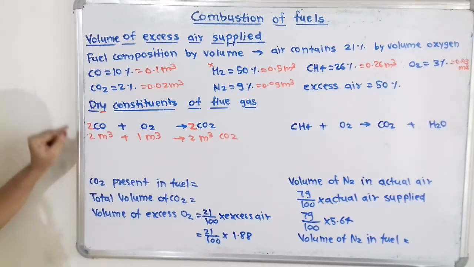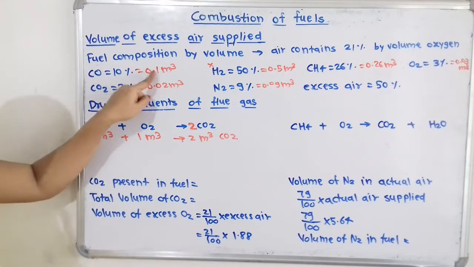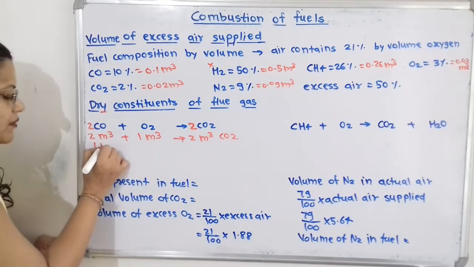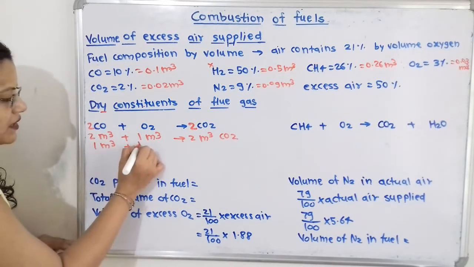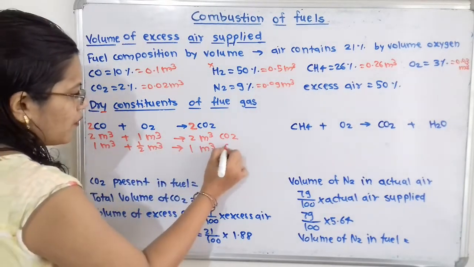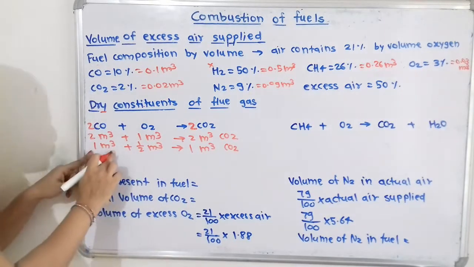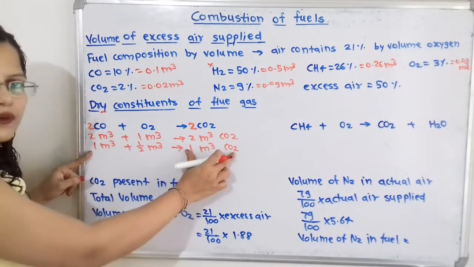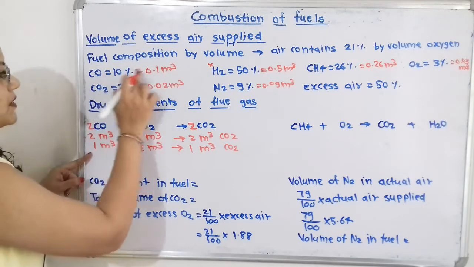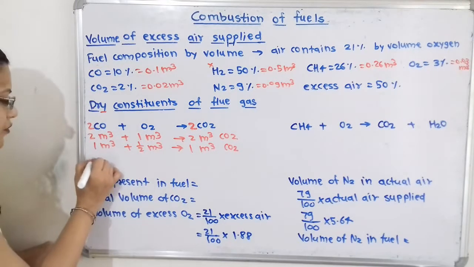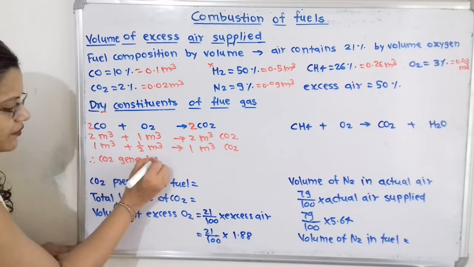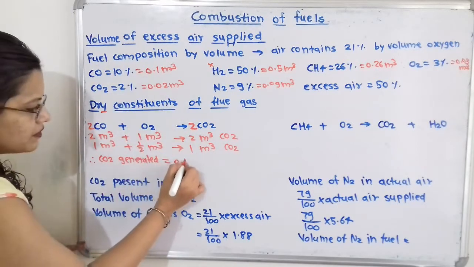Now if we observe, the amount of CO given is 0.1 meter cube. If I divide both sides by 2, then 1 meter cube of CO combines with half meter cube of oxygen and gives us 1 meter cube of CO2. So from 1 meter cube of carbon monoxide, 1 meter cube of CO2 is generated. For this question, the amount of CO is 0.1 meter cube. Therefore, CO2 generated is equal to 0.1 meter cube.